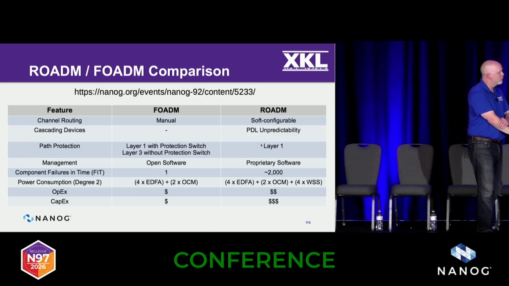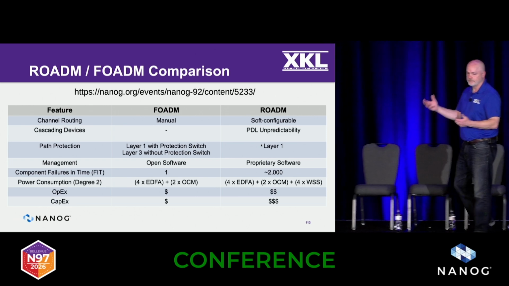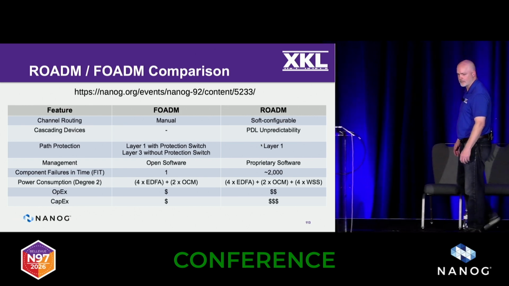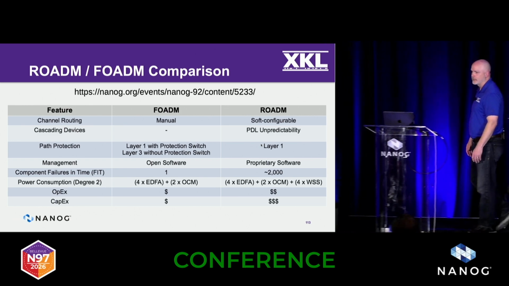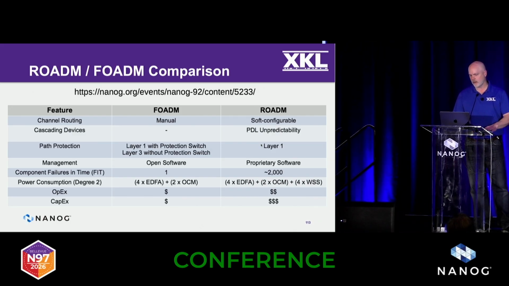So the FOTM, it's got a FIT number of 1. Somebody broke the fiber, did something to it, damaged it somehow. And then the ROADM is an active device, so it's going to have a higher FIT. Power consumption, these are not all that different. You need EDFAs all over the place. There's a lot of insertion loss with these filters, whether it's the FOTM or the ROADM.